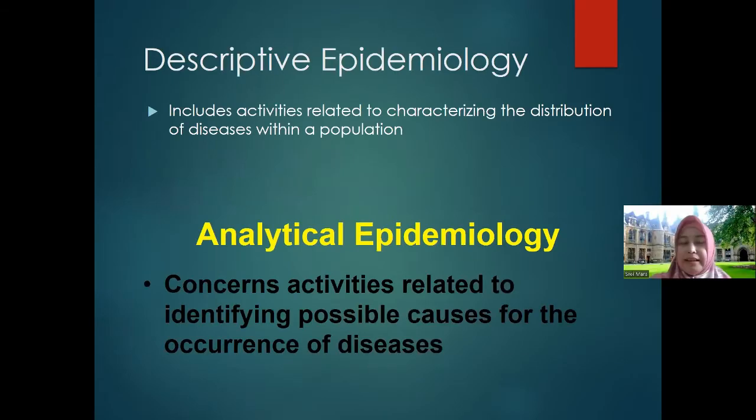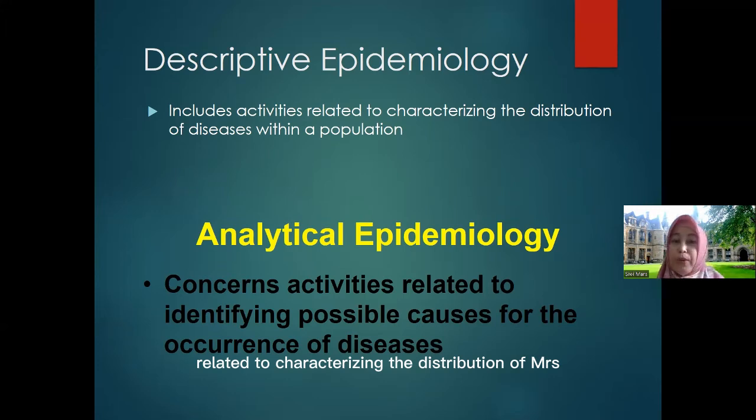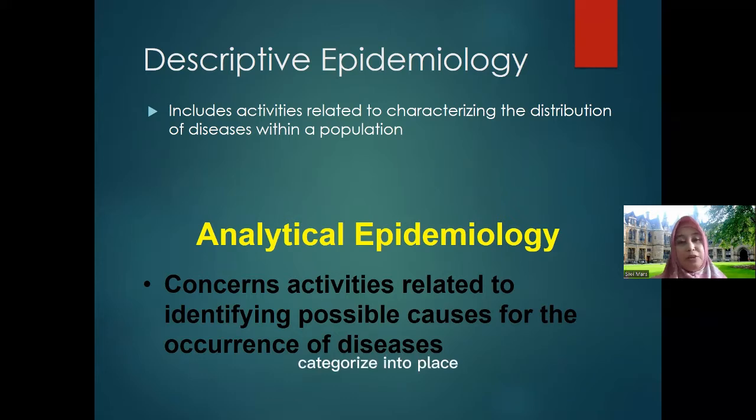So descriptive epidemiology includes activities related to characterizing the distribution of disease within a population. We can remember that descriptive means describing something: characterizing the distribution of disease within a population. Then we can categorize it into place, person, and time.